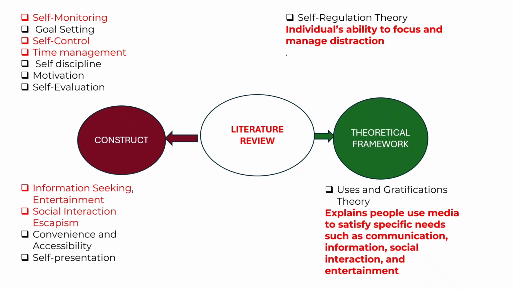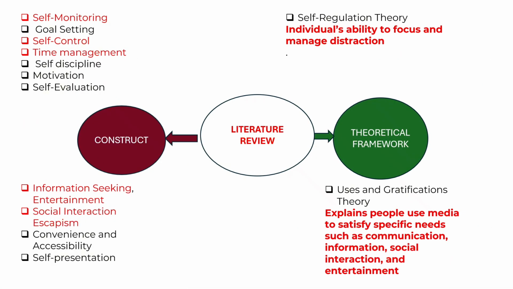The next theory is uses and gratification theory. This theory could help us understand why people use social media. What are they trying to satisfy? Is it for entertainment purposes? Is it for social interaction? Is it for information acquiring? So that's what the constructs include: information seeking, entertainment, social interaction, escapism, convenience and accessibility, then we have self-presentation. But I will just be selecting information seeking, entertainment, social interaction, escapism.